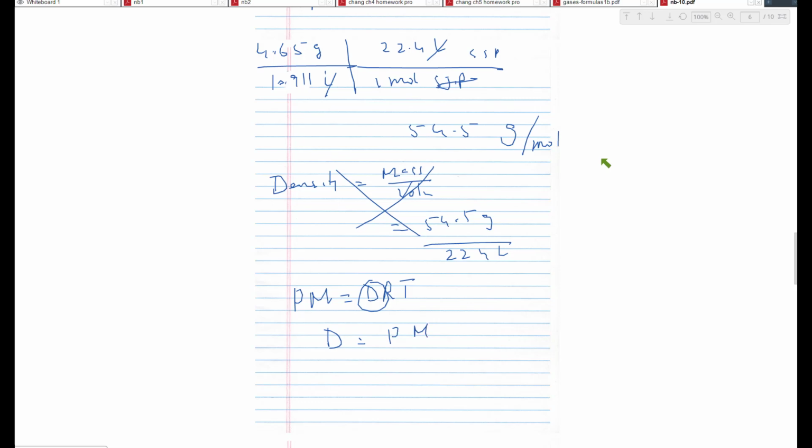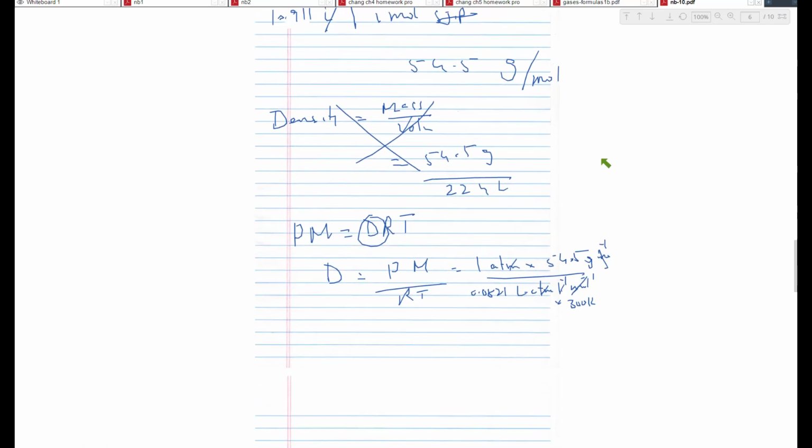Density is equal to what? PM over RT. P is how much? 1 atmosphere. And molar mass is how much? 54.5 gram per mole. And R is 0.0821 liter atmosphere per Kelvin per mole, and temperature we got 300 Kelvin. Let's see what units we can cancel. Mole inverse cancels, atmosphere cancels, and we end up with grams per liter. And that's the density.